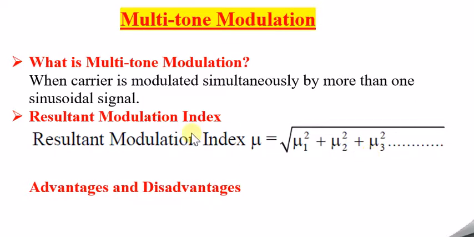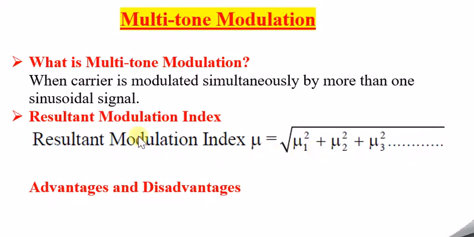If there are problems given in any entrance examinations or interviews, there will be different modulation indices given. One is 0.5, one is 1, one is 0.3, one is 0.4, like that. In that case, we have to understand that it is definitely multi-tone modulation, because we have different modulation indices. That is a clue, a hint that it is multi-tone modulation. Then the resultant modulation index is given by mu equals the square root of mu1 square plus mu2 square, and so on.